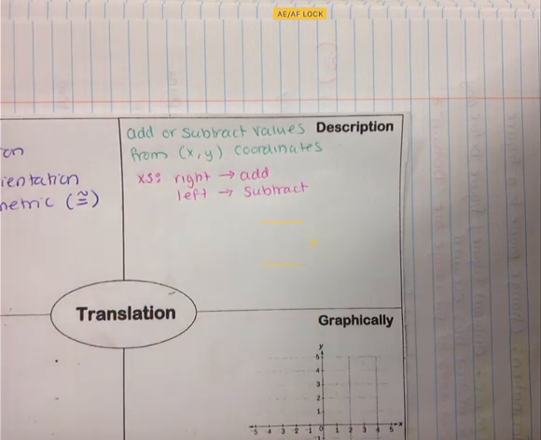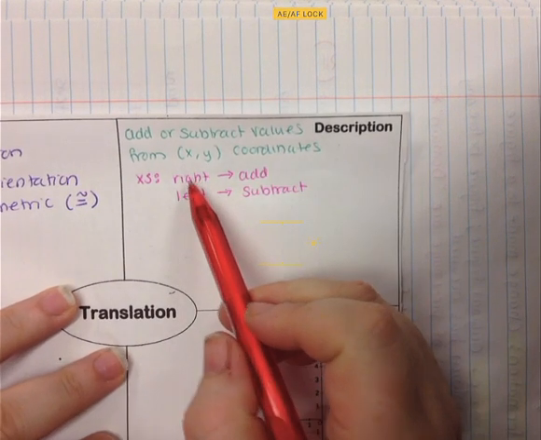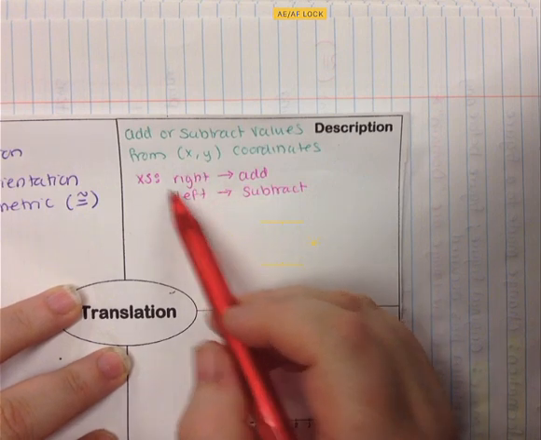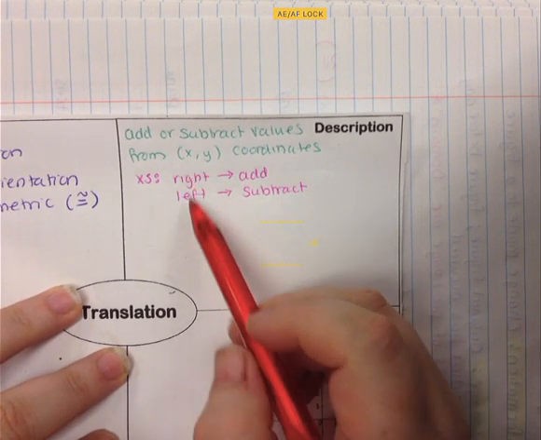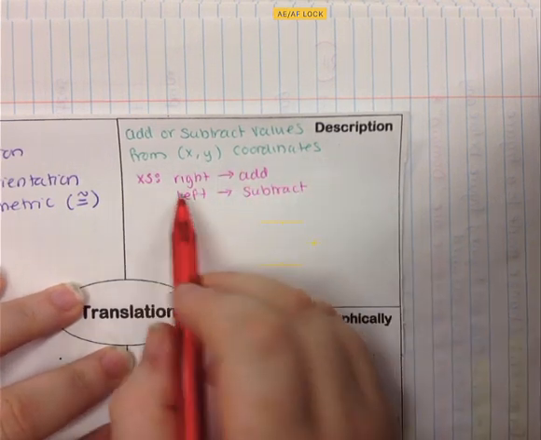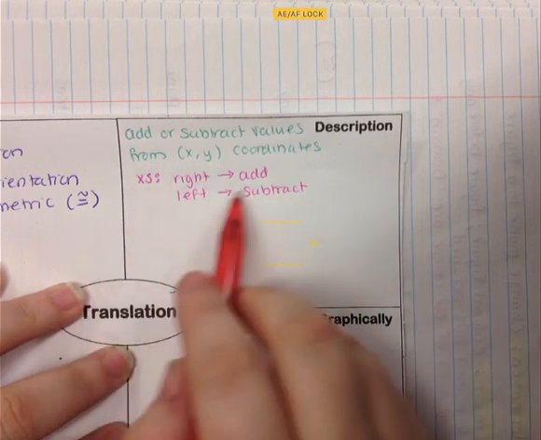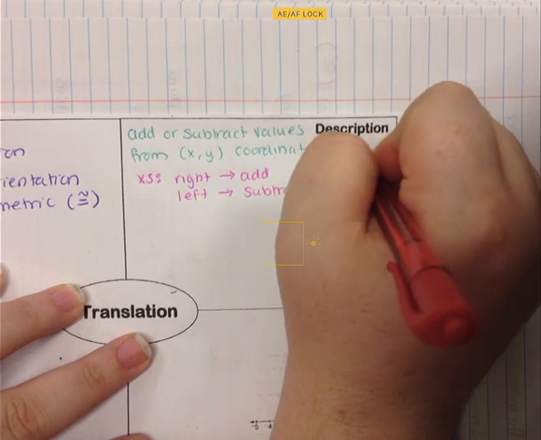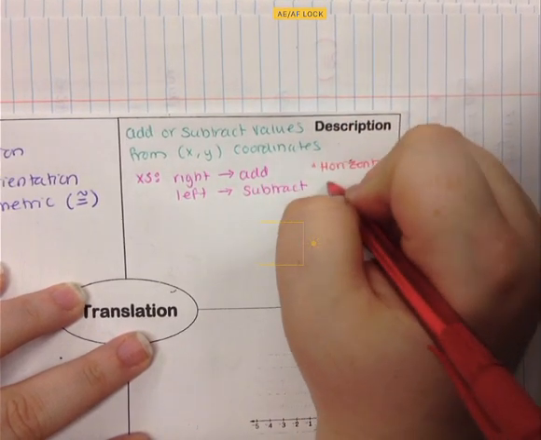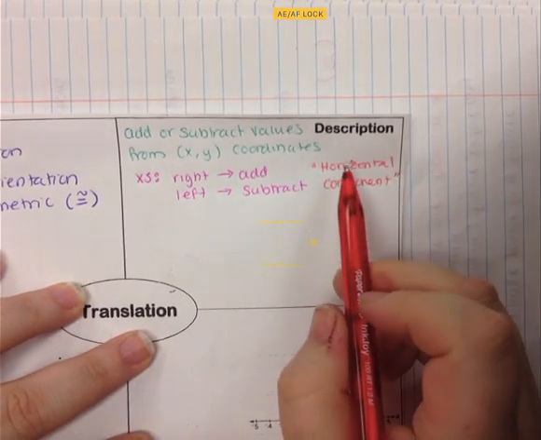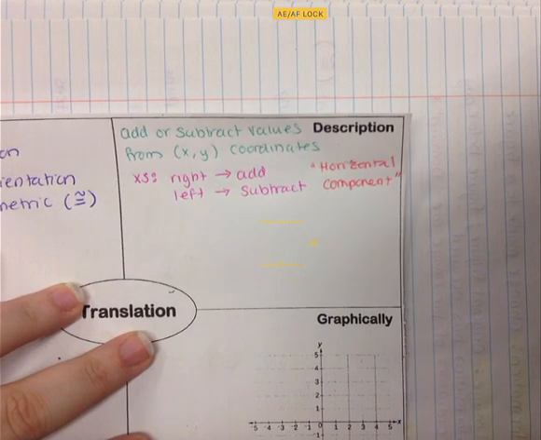You might also see another fancy terminology. You can go right or you can go left, but you cannot do left and right at the same time. So the fancy terminology that you might see for translating left or right is called a horizontal component. That's the fancy terminology of saying, I want to go left, I want to go right. Horizontal means left and right.